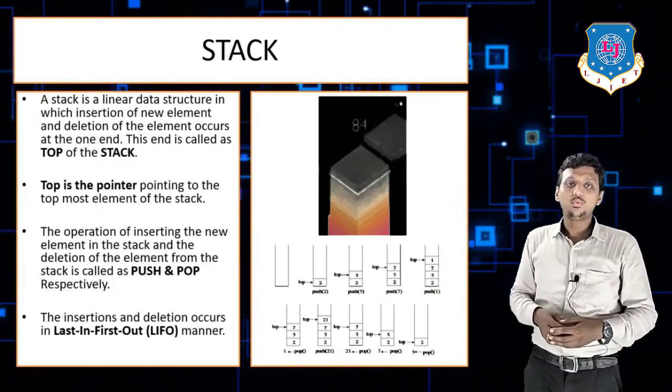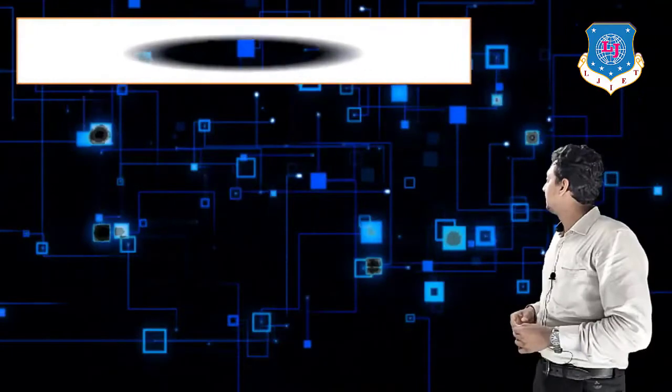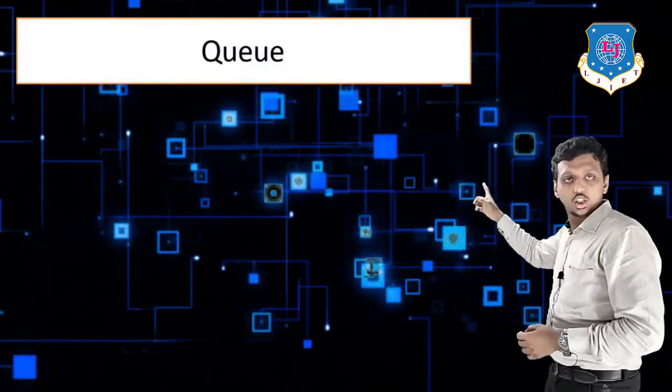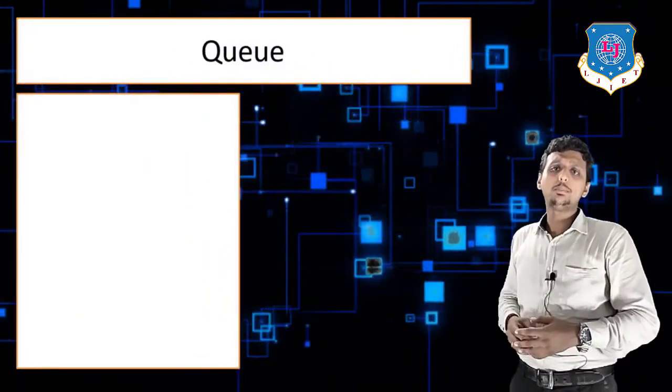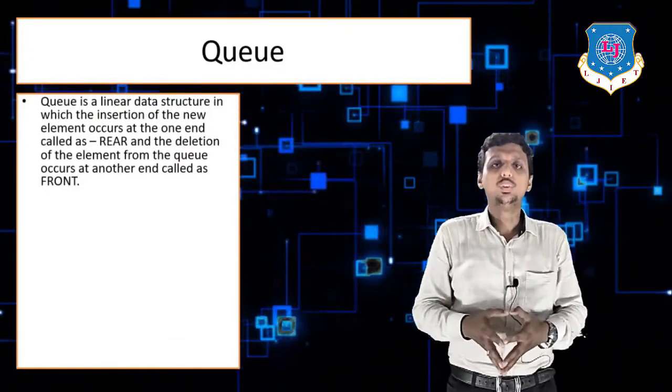Now let's move forward to the queue. The next data structure is queue. So what do you mean by queue? Many of you have stood in a queue for movie tickets.